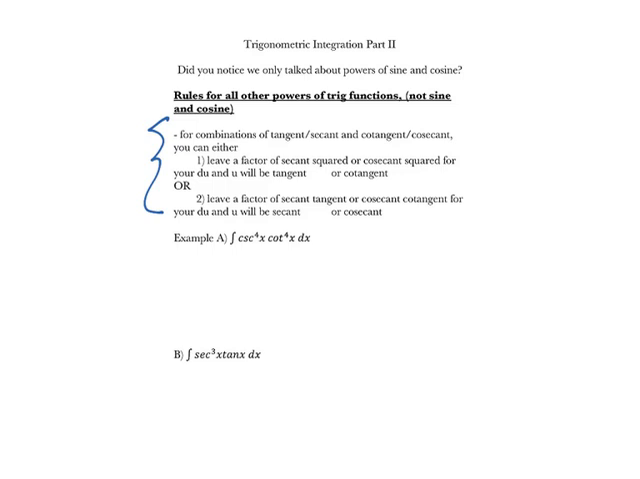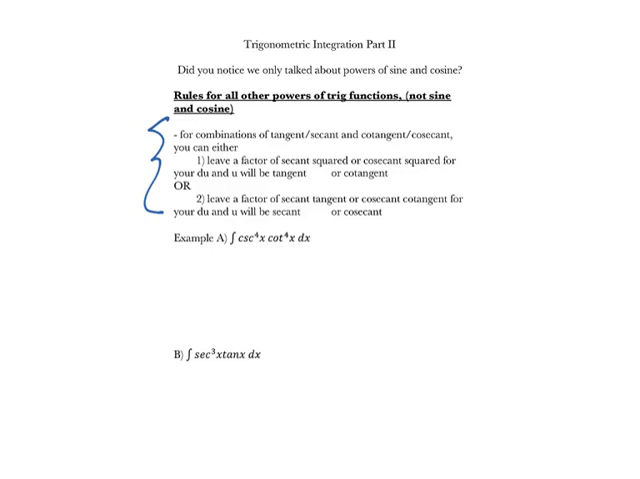For combinations of tangent and secant and cotangent and cosecant, you can either leave a factor of secant squared or cosecant squared for your du, and your u will be tangent or cotangent. Or you can leave a factor of secant tangent or cosecant cotangent for your du, and u will be secant or cosecant. It depends on whether you have odd or even powers.